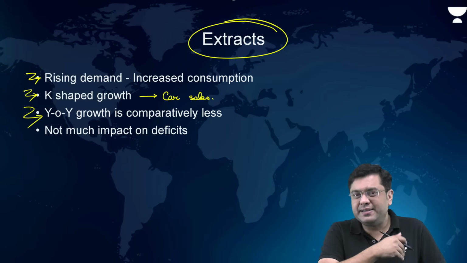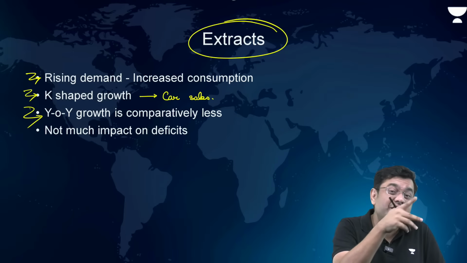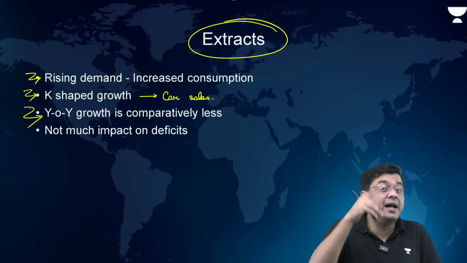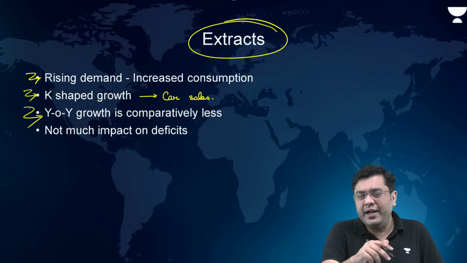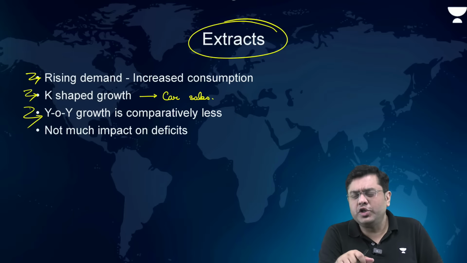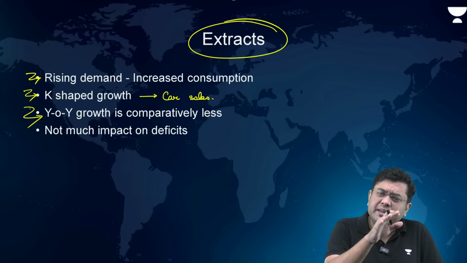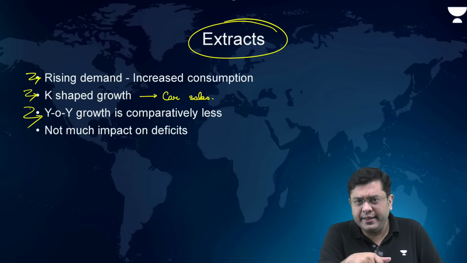It indicates increased consumption. It indicates that there is a K-shaped growth. That means unequal growth, and also indicates that overall the tax collection target will be maintained. Then it also indicates what can be done going ahead in the future.